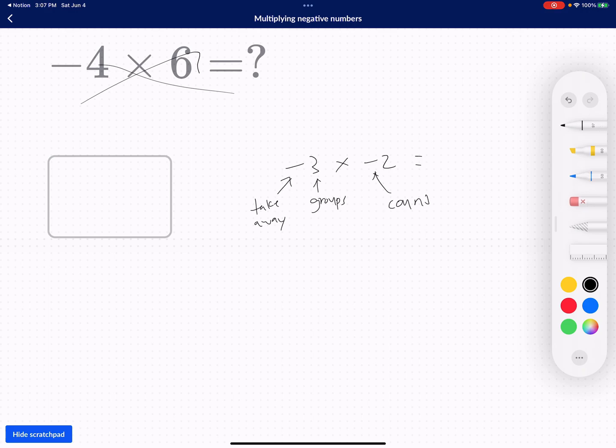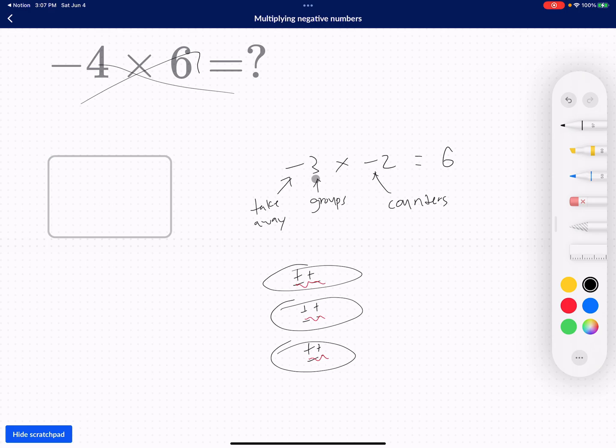Okay, so I'm going to do 1, 2, 3, and then 1, 2, 1, 2, 1, 2. And then I'm going to take away 2 negative counters, right? So I'm going to take away 2 negative counters per group. So 1, 2, 3, and that's going to equal 6 because there are 6 positive counters. 1, 2, 3, 4, 5, 6.